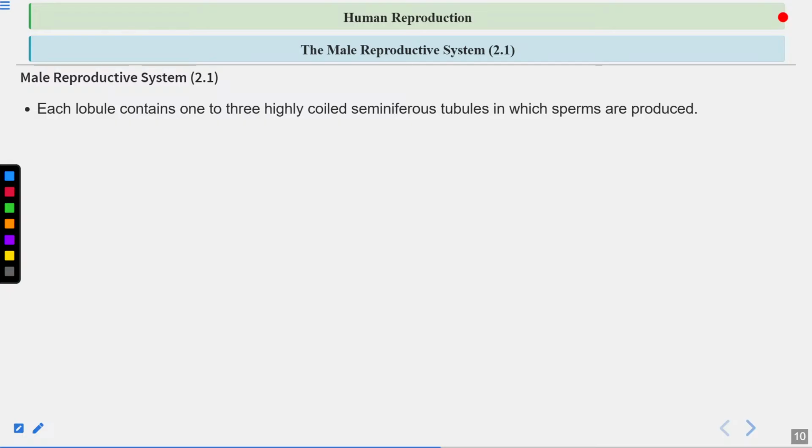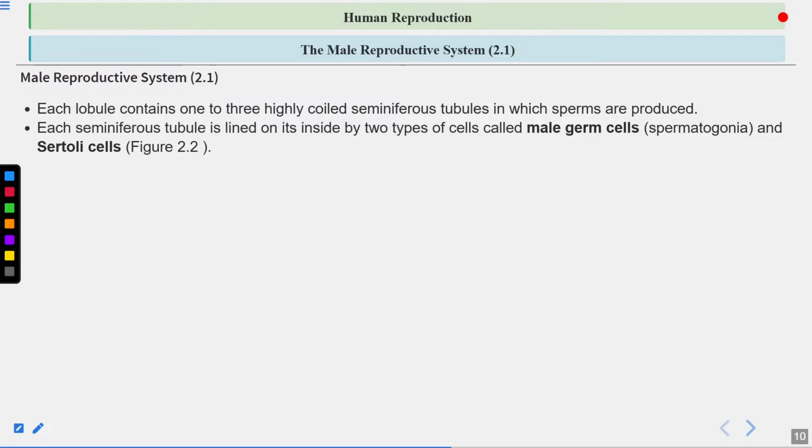Now, there were 250 testicular lobules in a testis. Each testicular lobule contains 1 to 3 highly coiled seminiferous tubules in which sperms are produced. So within these lobules, 1 to 3 seminiferous tubules are present, which are highly coiled, and these seminiferous tubules are the site of the synthesis of the sperms. So a question can come from here. What is the site of synthesis of the sperms, or where does spermatogenesis take place? So we'll write seminiferous tubules.